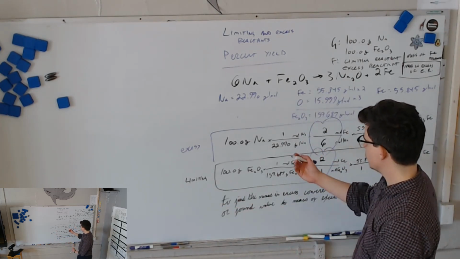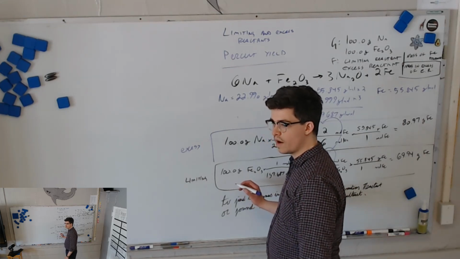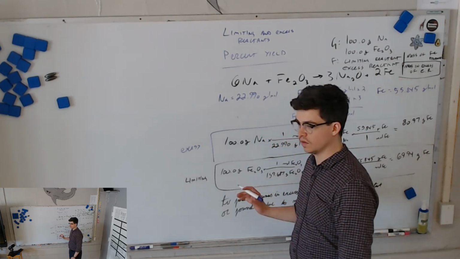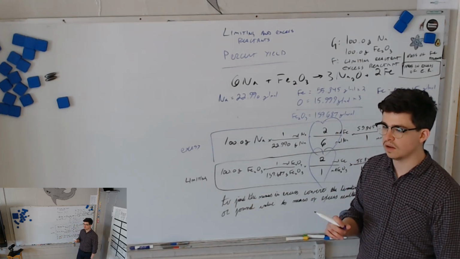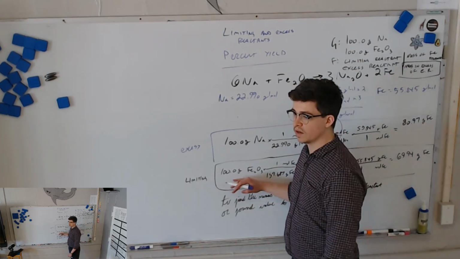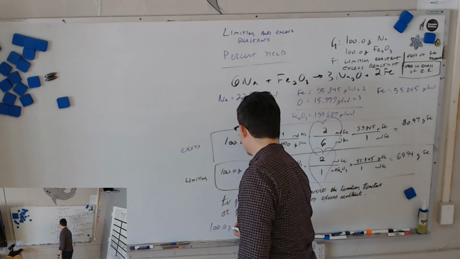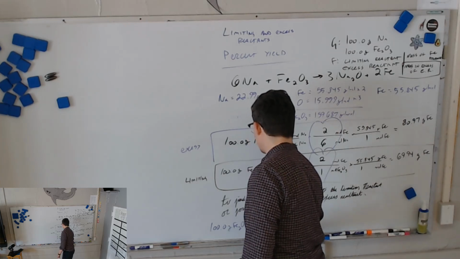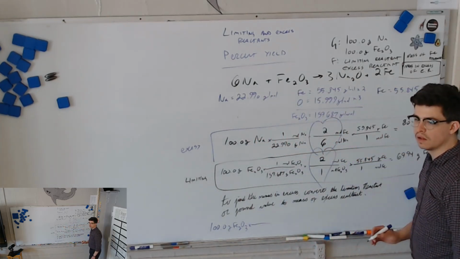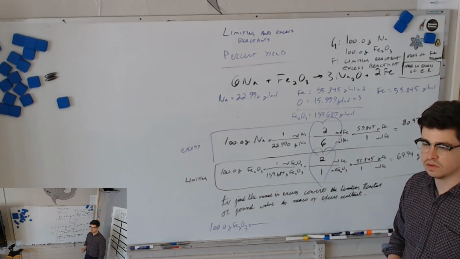So let's do it. What's our limiting reactant? Iron 3 oxide is the limiting reactant. So we're going to take our given of the limiting reactant, 100.0 grams of iron 3 oxide, and now we're going to convert to what? Our goal is to convert to, I just told you. I just wrote it.